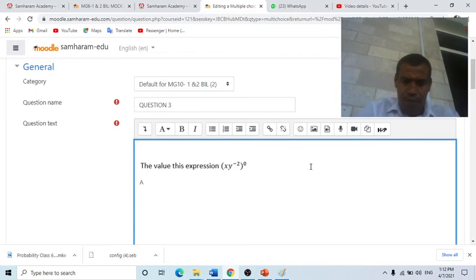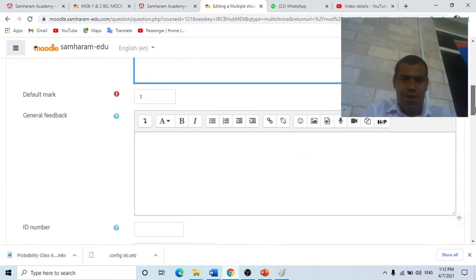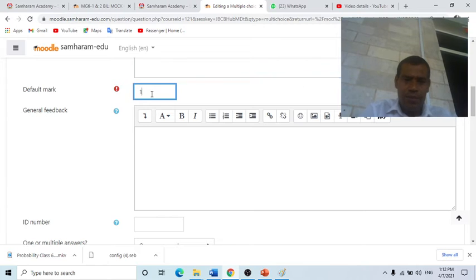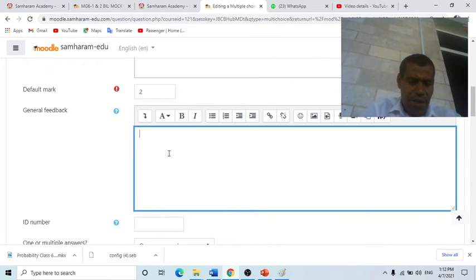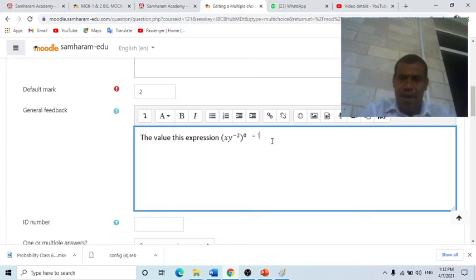I will make A is 0, B is -1, C is -2, and D is 1. The correct answer is the last option. I will make 2 marks. Then answer here, you can write the value is equal to 1. You can write like that.